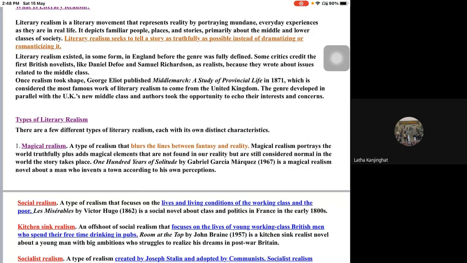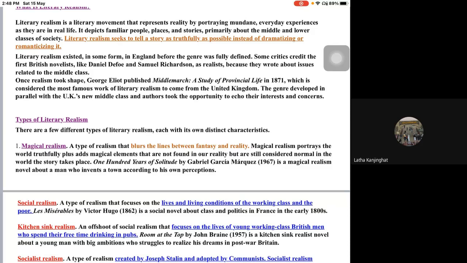Then types of literary realism. What are the different types of literary realism that are extant or in vogue now? So there are different types of literary realism, each with its own distinct characteristics. First one that we're going to talk about is magical realism. You remember we talked about all this in the last part of the novel that we studied previous class, how the British novel has moved forward. So we mentioned magical realism, a type of realism that blurs the lines between fantasy and reality. Magical realism portrays the world truthfully, plus adds magical elements that are not found in our reality but are still considered normal in the world the story takes place.